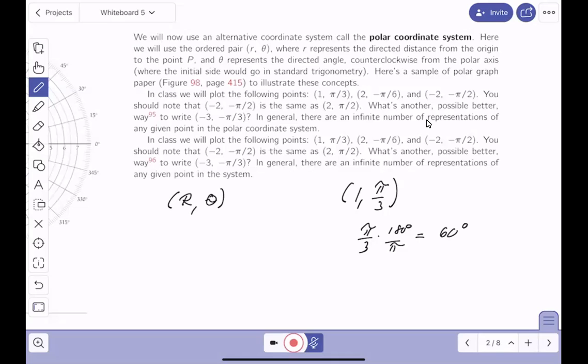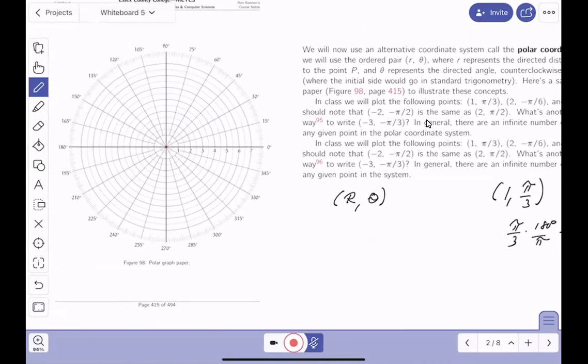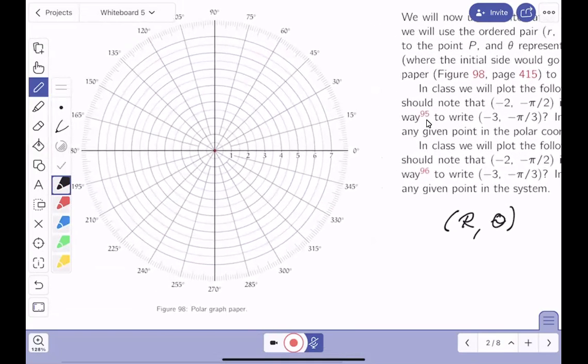So what you need to do is locate 60 degrees over here. Let me point out what I mean by that. That's 60 degrees. Now, what do they want you to do? They want you to go 1 unit in the direction of that angle. So if I did that, what would the point be? Let me blow this up a little bit for you. The point would be right here. That's 1 unit away from the origin in the direction of 60 degrees.